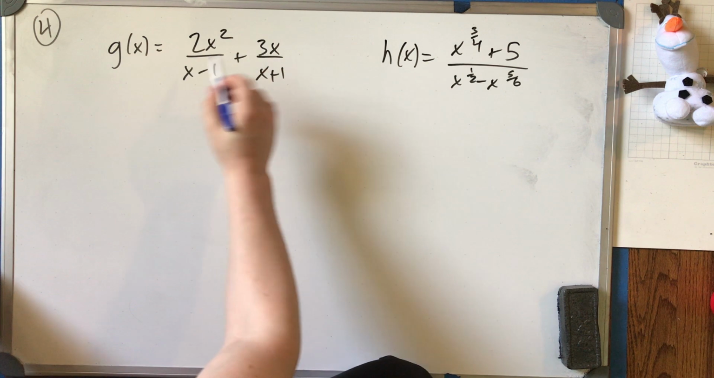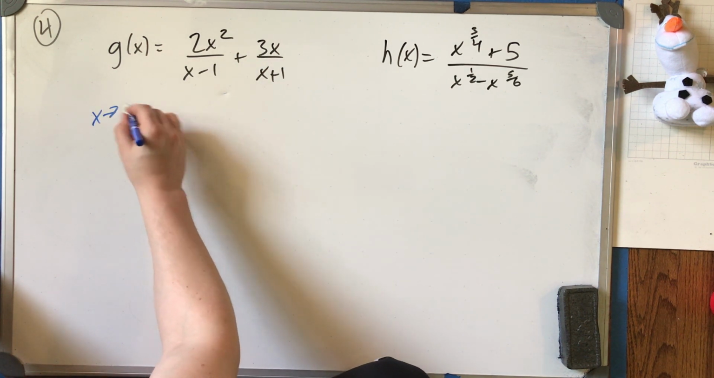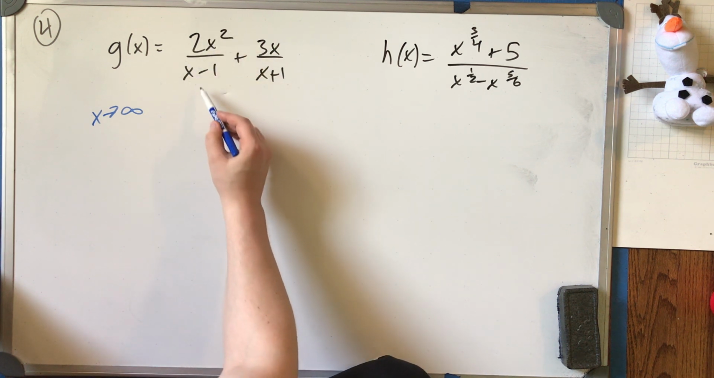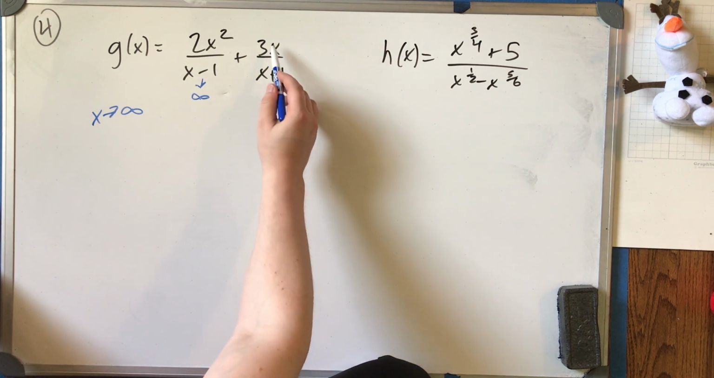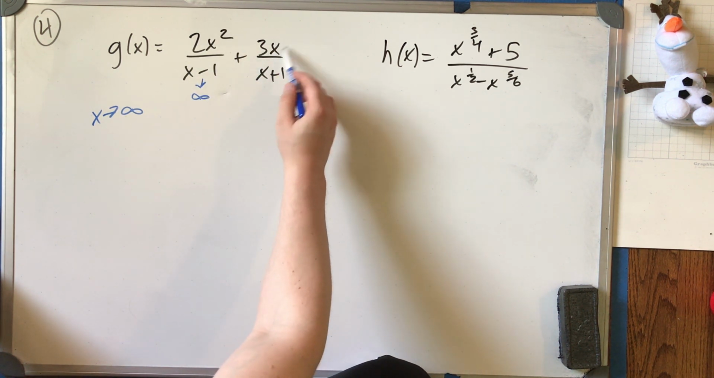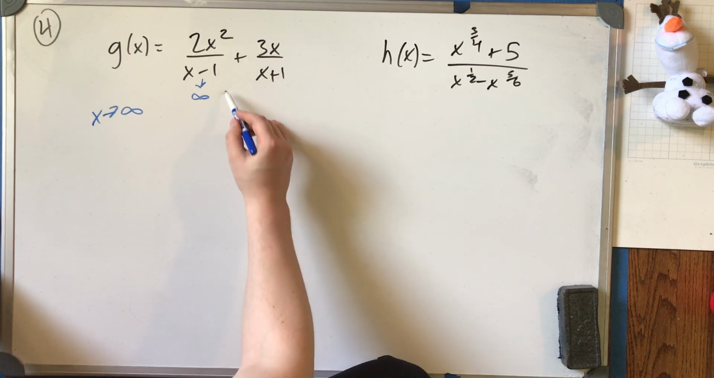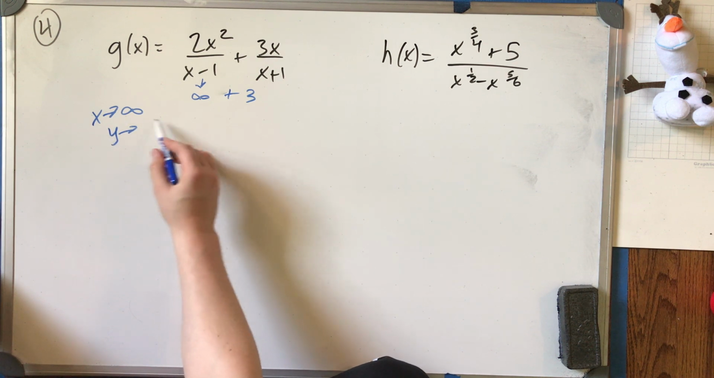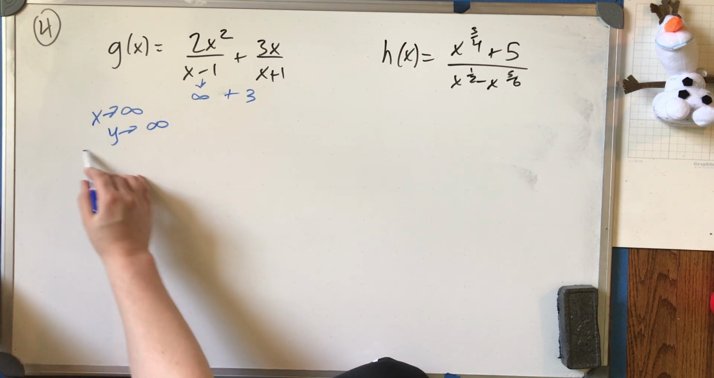Okay, for g, I'm just going to actually evaluate each one separately. So as x approaches positive infinity, over here, this part's going to approach infinity. And this part, the 1's going to cancel, the x's are going to end up canceling, we're going to be 3. So we have infinity plus 3. So I know as x approaches infinity, our limit is going to be approaching positive infinity.